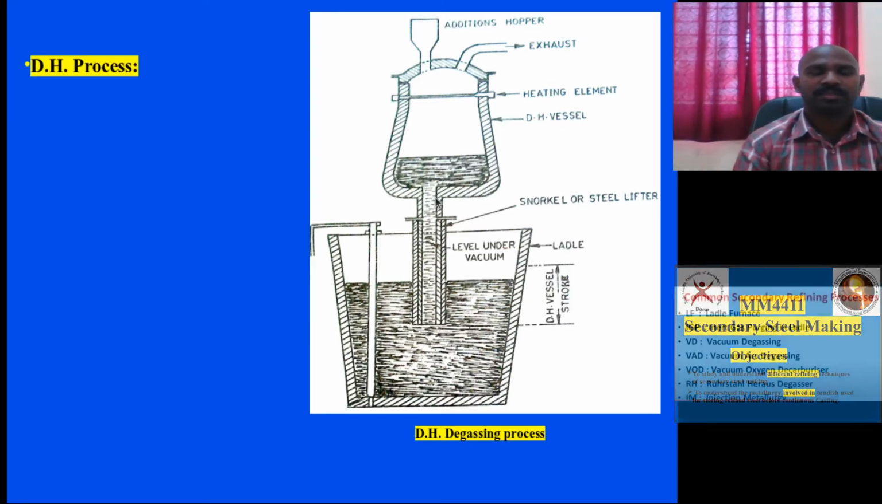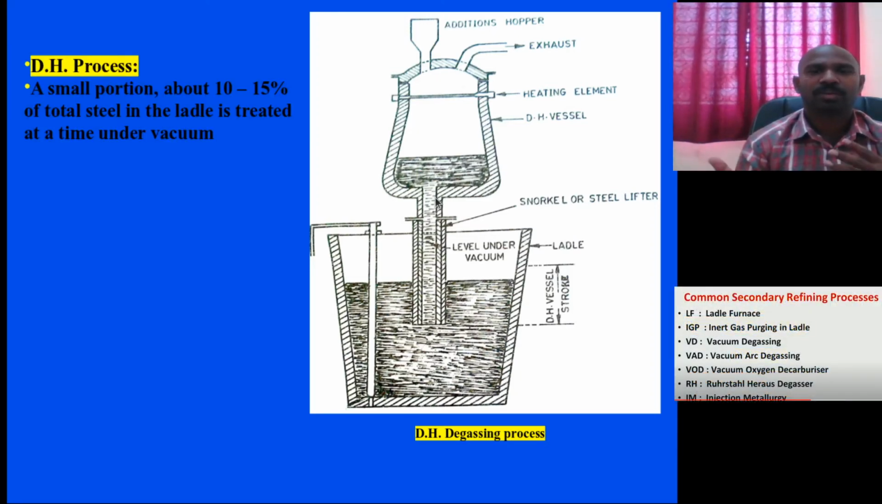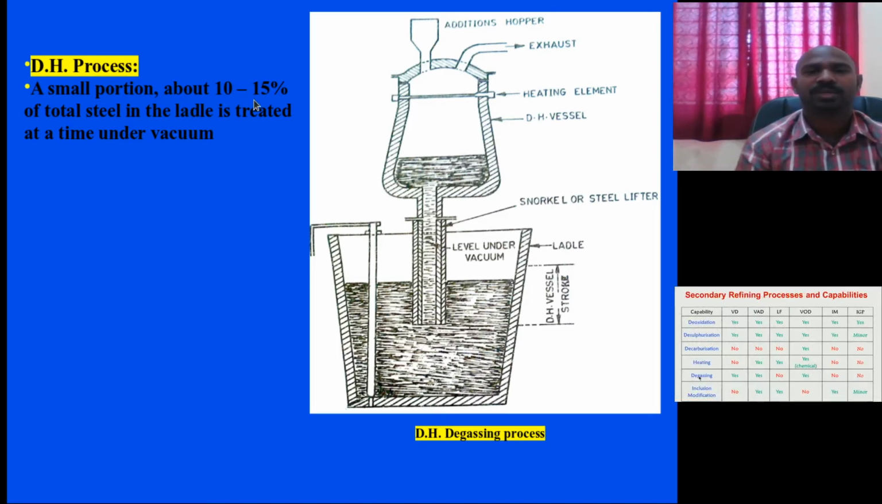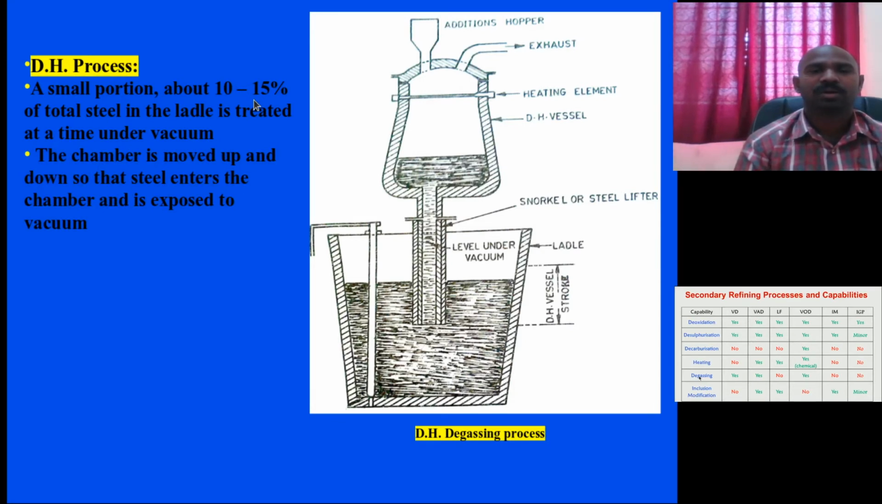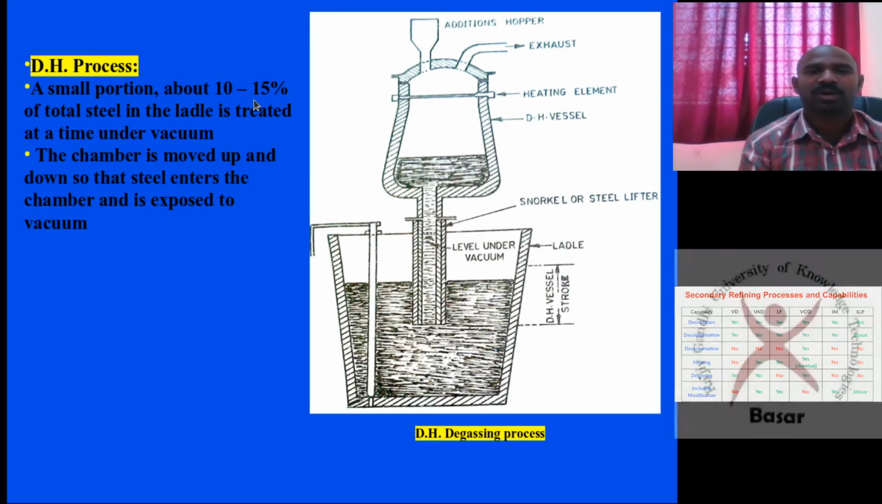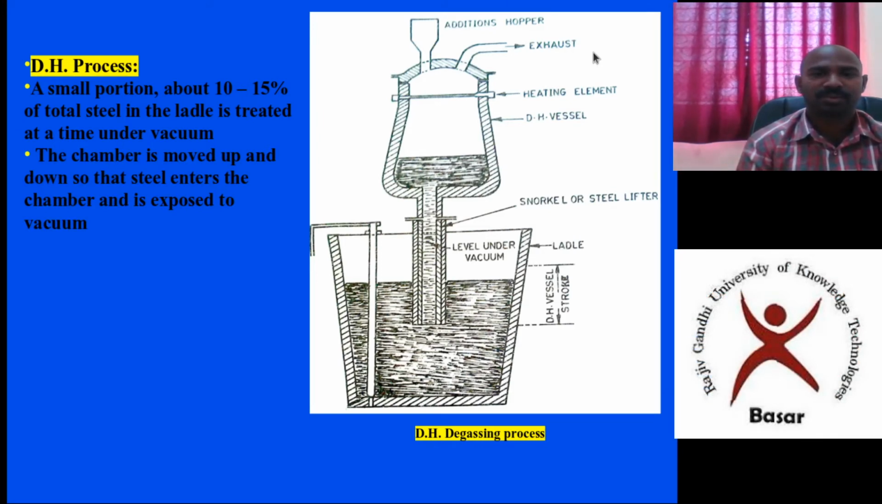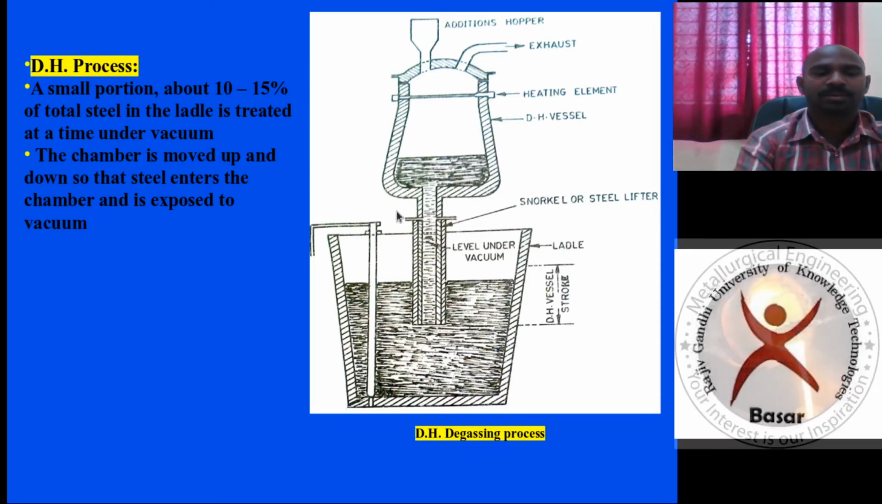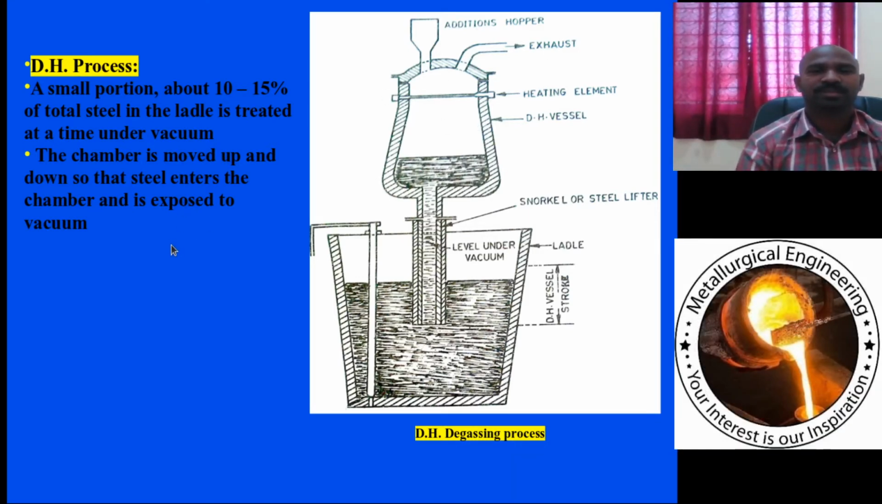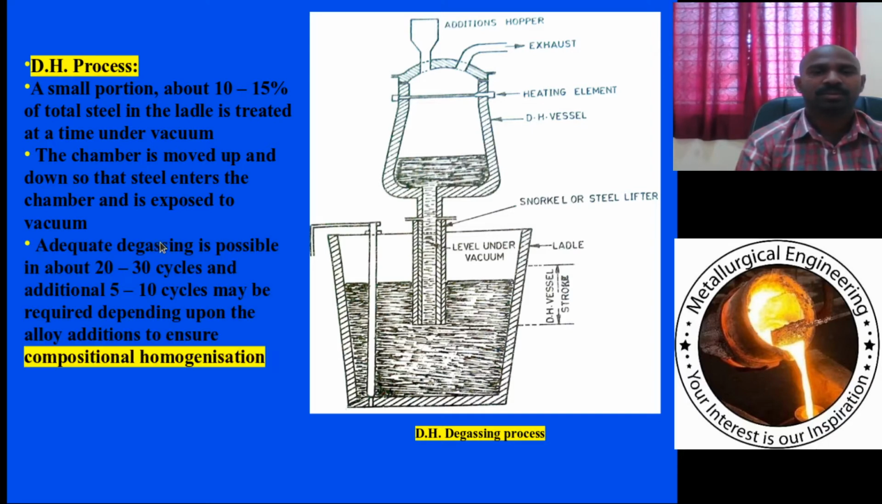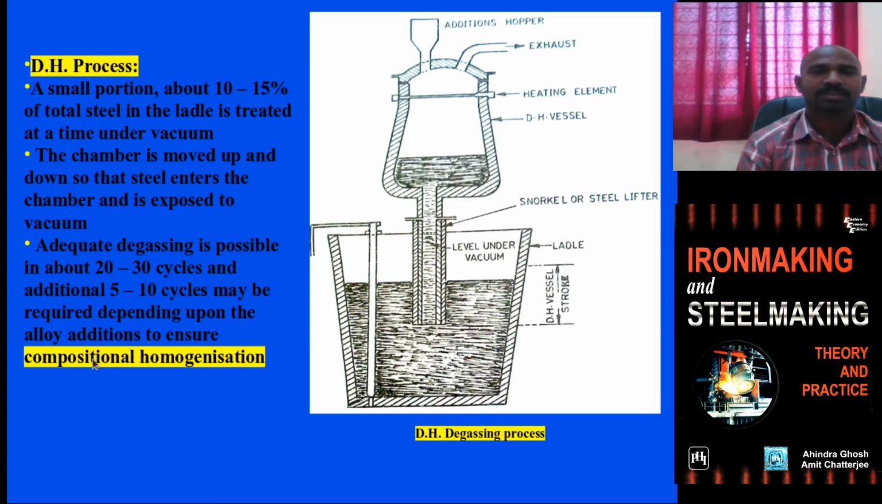And coming to this particular DH degassing process, the time and amount of gases reduced is 10 to 15% when you compare with the RH degassing process. The main principle involved in the DH degassing process is that the DH vessel chamber is moved up and down, so that, since it is exposed to the vacuum, the gases are removed and the composition is adjusted, and it requires 20 to 30, sometimes an additional 5 to 10 cycles required for compositional homogenization.